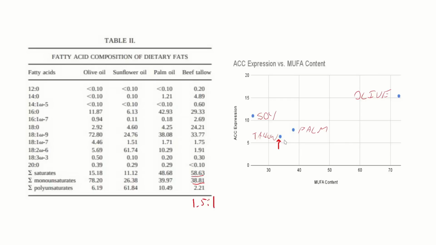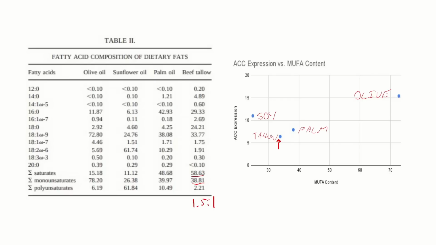You can see I've got beef tallow highlighted here, and that diet is almost 40% monounsaturated fat, but yet the beef tallow fed rats have significantly low lipogenic enzyme expression, and you can see that they have about 1.5 times as much saturated fat as they have monounsaturated fat, and that matters. I'm going to focus in this video on that ratio of saturated fat to monounsaturated fat, and why it's important.